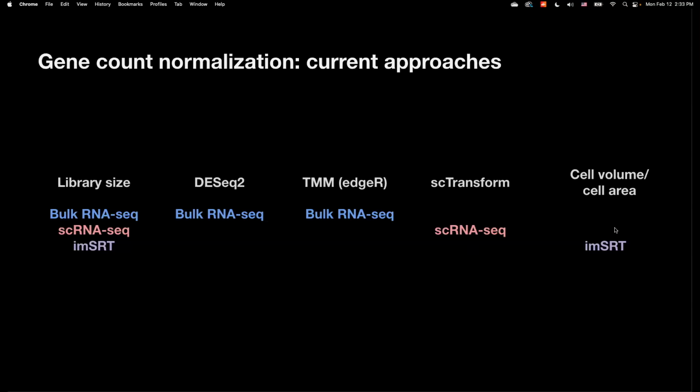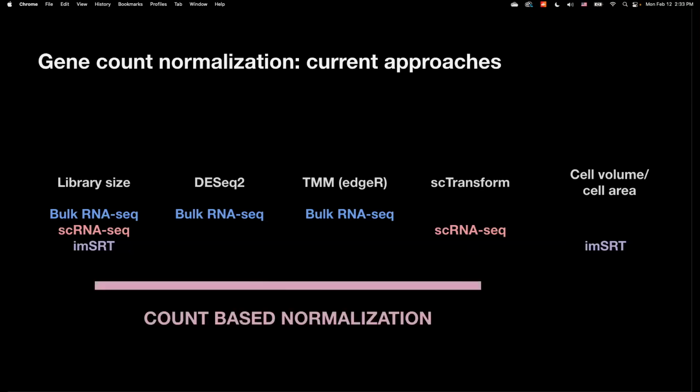And then finally, with imaging-based SRT, cell volume or cell area is sometimes used to scale detected gene counts to get normalized gene expression. And one thing to note here is that library size, DESeq2, TMM, and SC-transform are all count-based normalization methods. They use some variation of the total detected counts as a sort of surrogate for the technical variables that we want to correct for.